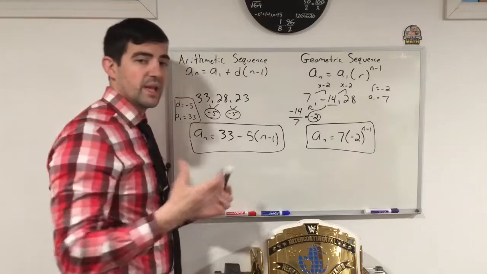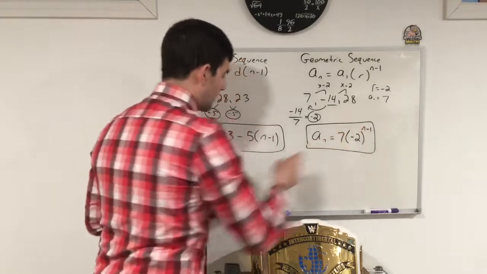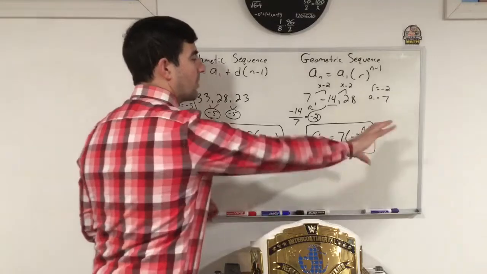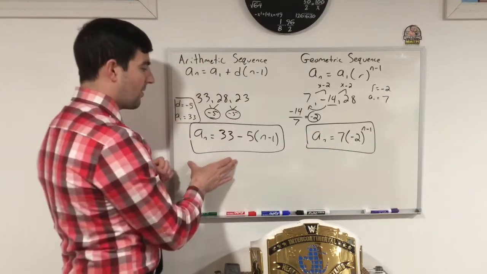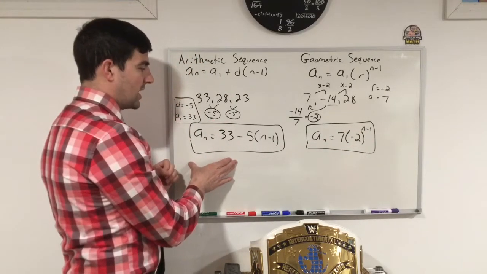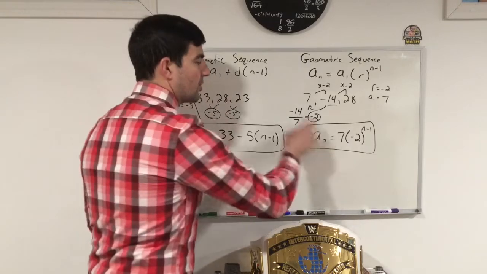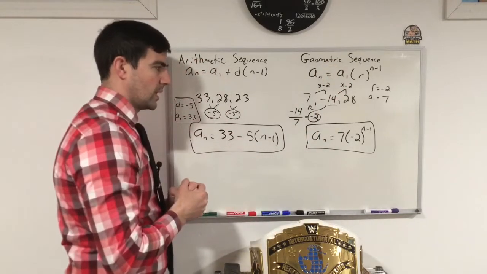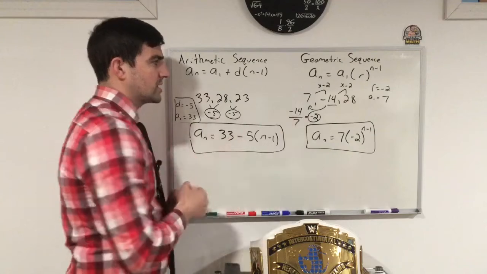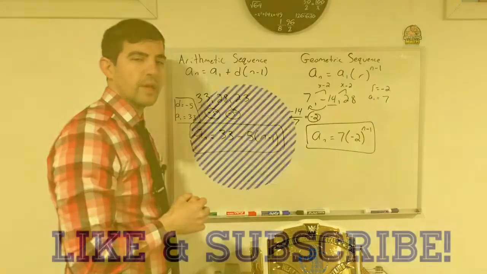If I wanted to find, again, say the 7th term, I would plug 7 in for n, and I would plug this into my calculator. Okay. Arithmetic, if you recall, was a linear function. Geometric was an exponential, which we'll get to later on in the year. Okay. So two examples. Hopefully this helped, and thanks a lot, guys.